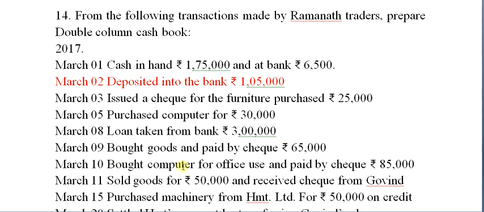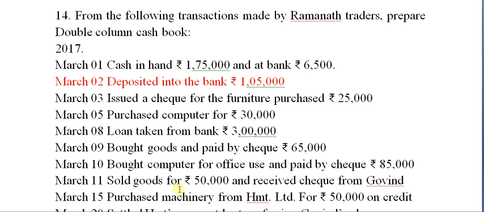March 10th, bought computer for office use and paid by check rupees 85,000. We have purchased the computer for what use? For the office use and paid by check. So it decreases our what balance? Our bank balance, so it should be recorded under which side? Under the credit side.